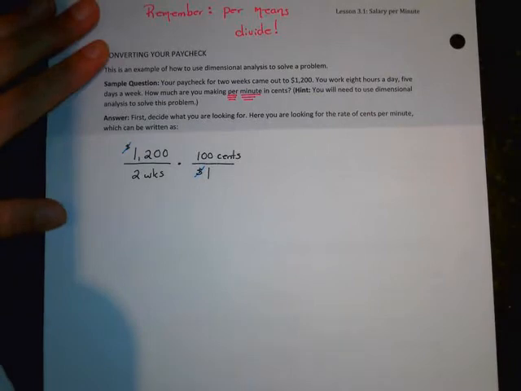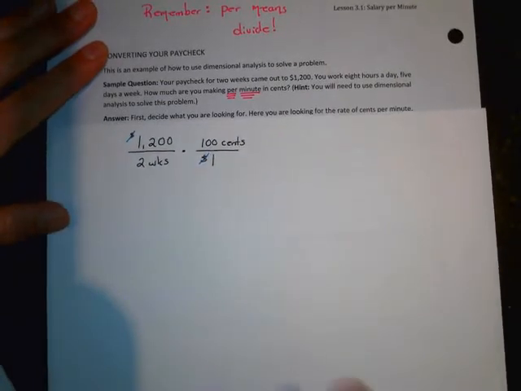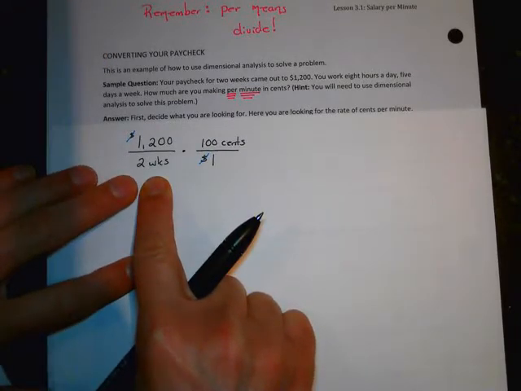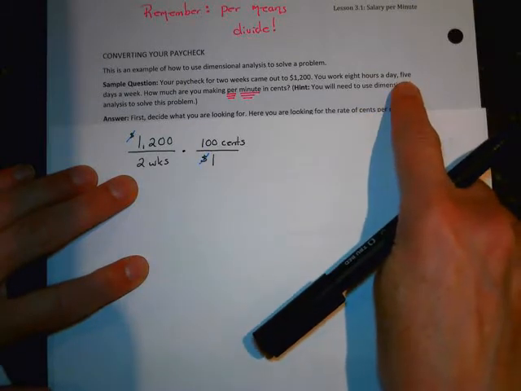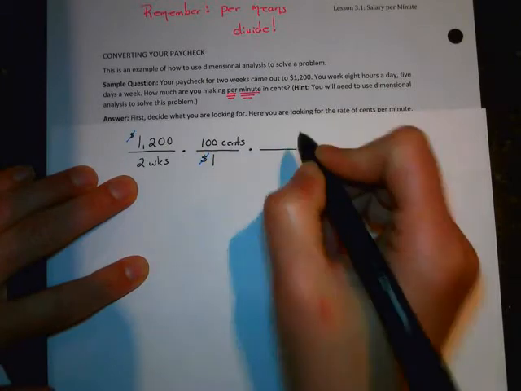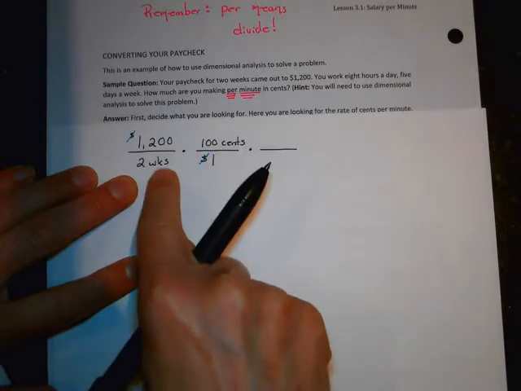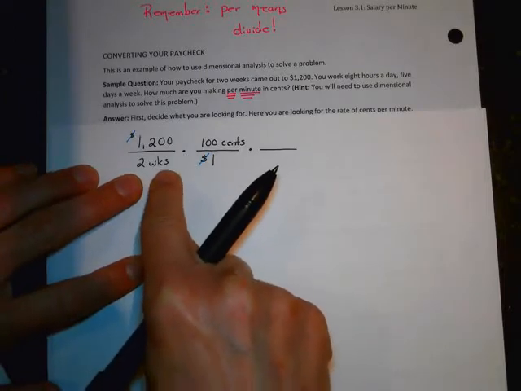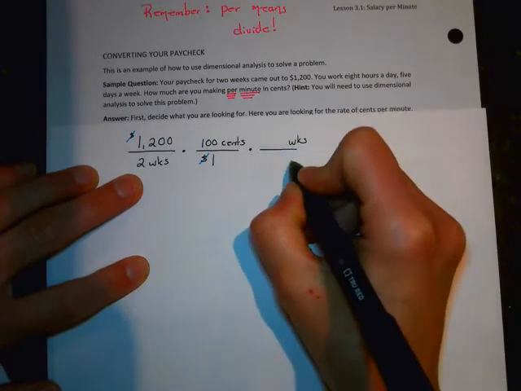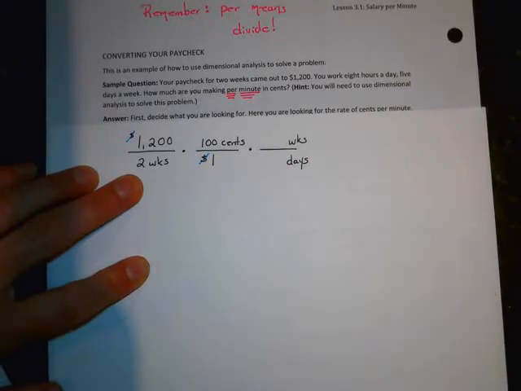Now they said we work 5 days a week. All right? So I want to get rid of weeks and be left with days. Now weeks are on the bottom, so in order to cancel, I'm going to have to put weeks on the top. And I want then days on the bottom. We're eventually going to get that days to minutes, but we're going to stop here and take a pause and fill in the numbers. So they said in 1 week you work 5 days.